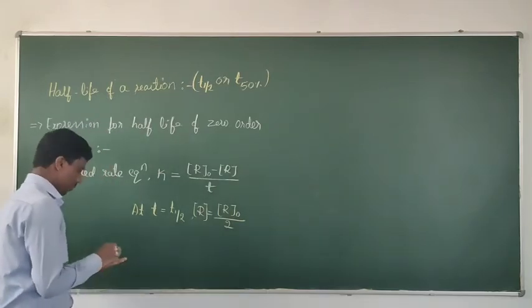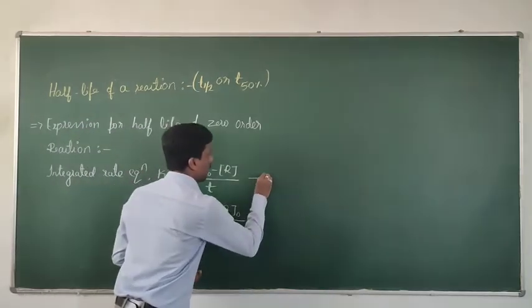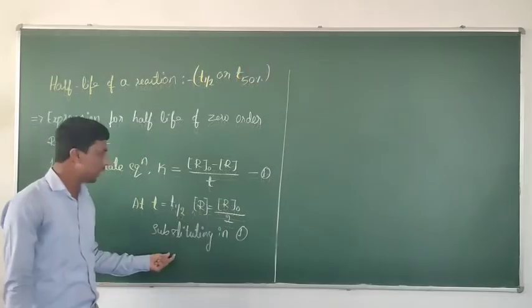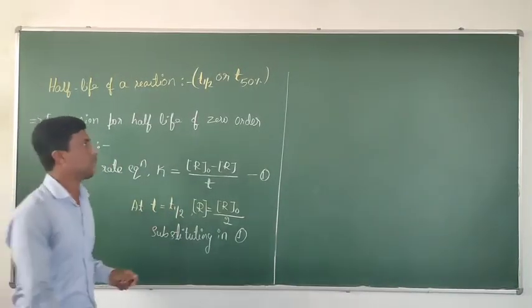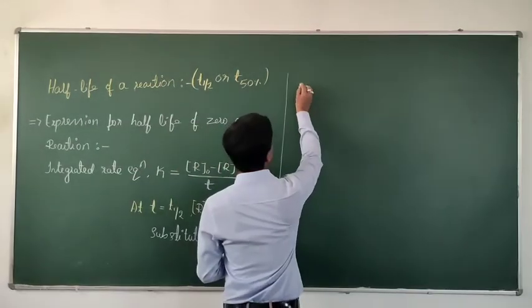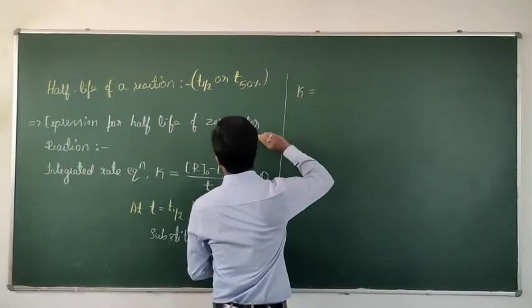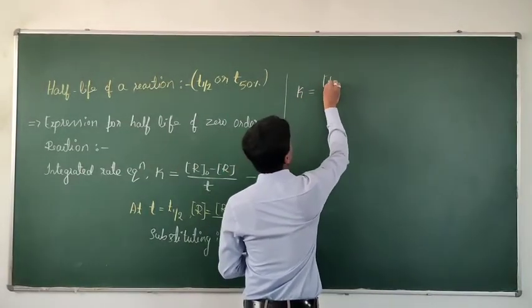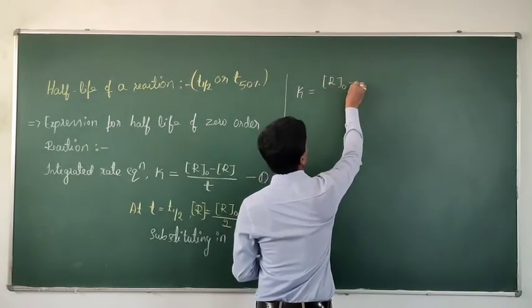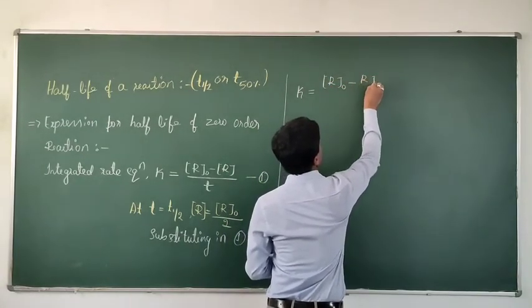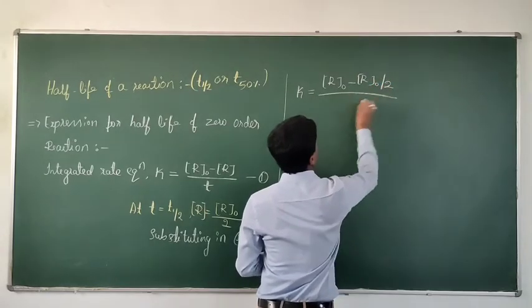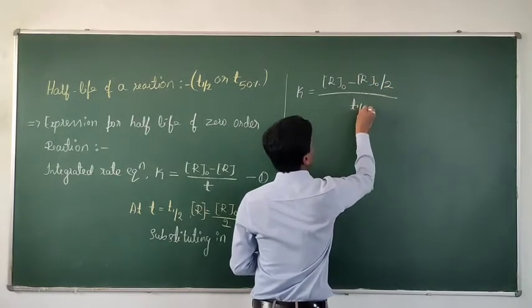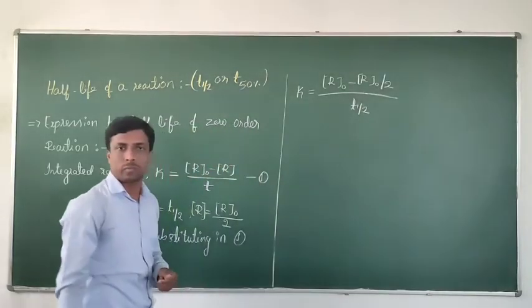Now let us see equation number 1. Substituting the values of t and R in equation number 1, we will have k is equal to R naught minus R naught divided by 2, whole divided by t half. Okay.